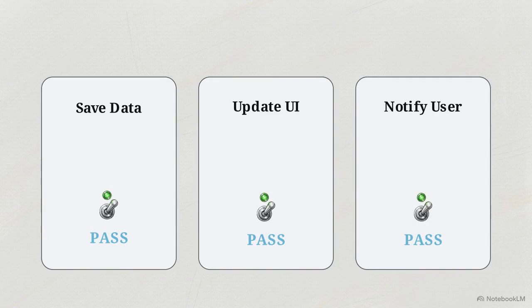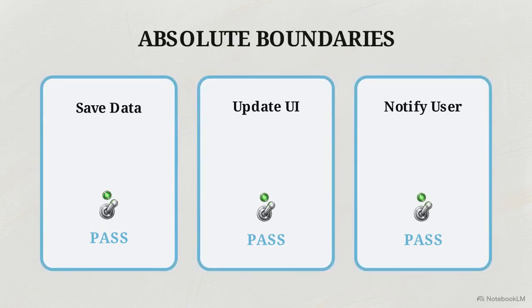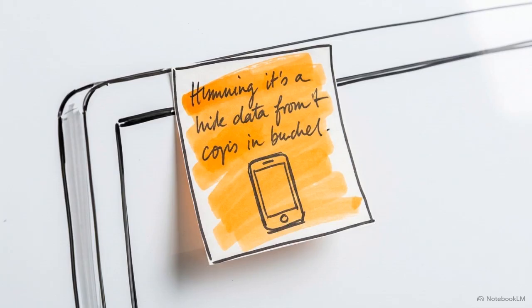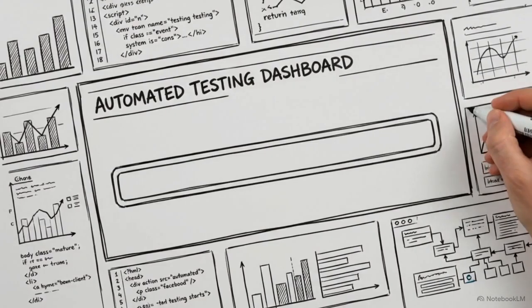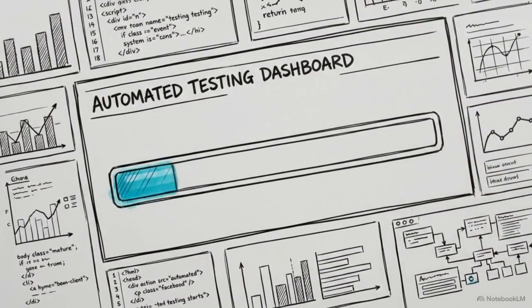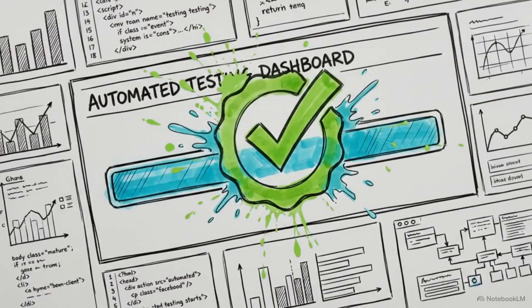Finally, we remove escape clauses. Machines need absolute boundaries, not "if necessary." Look at the contrast. "When the app goes offline, it should save quickly" becomes "While the device is offline, the mobile client shall encrypt the session payload within 500 milliseconds." It is dense, specific, and unambiguous. This transformed requirement functions as a mathematical boundary for the software. It forces intent and execution into alignment.